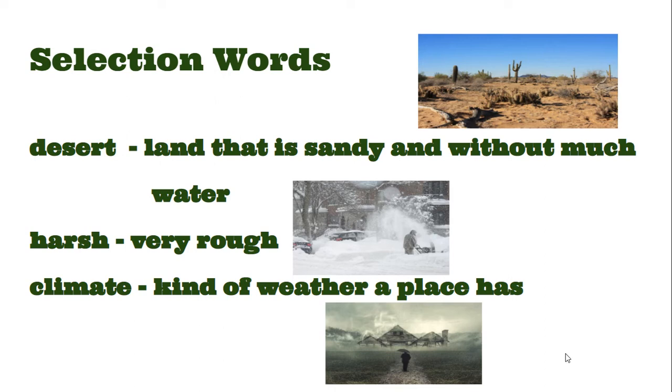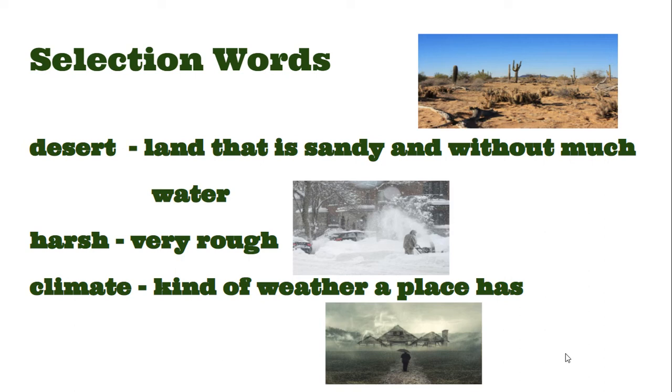So since we're talking about a walk in the desert, the first word is desert, and that is land that is sandy and without much water. And there's a picture of it right at the top. So a desert has lots of sand. It does have maybe some plants in it, not many. And it doesn't get much rainfall. It's pretty dry.